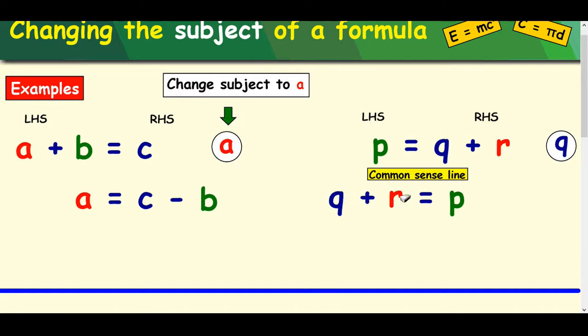Now I've got a plus R. I don't really want a plus R there. I want to kind of take that over to the other side, if you like, to leave me with the Q. So I need to do the opposite of it. So I need to take it away. So it's P, take away R.